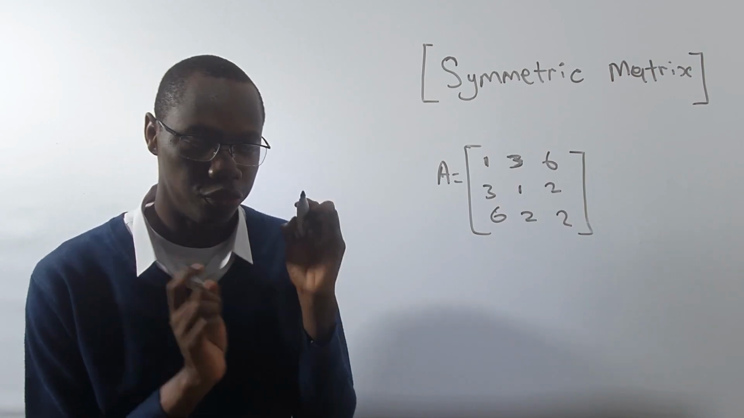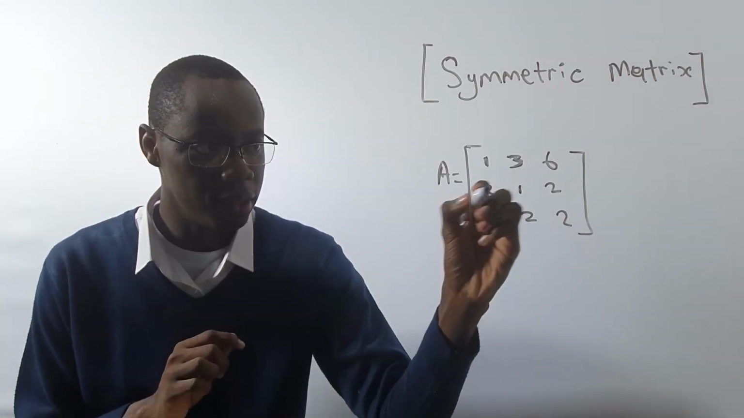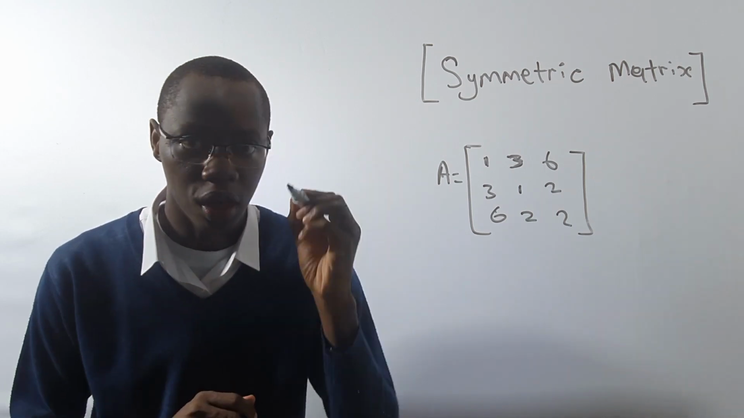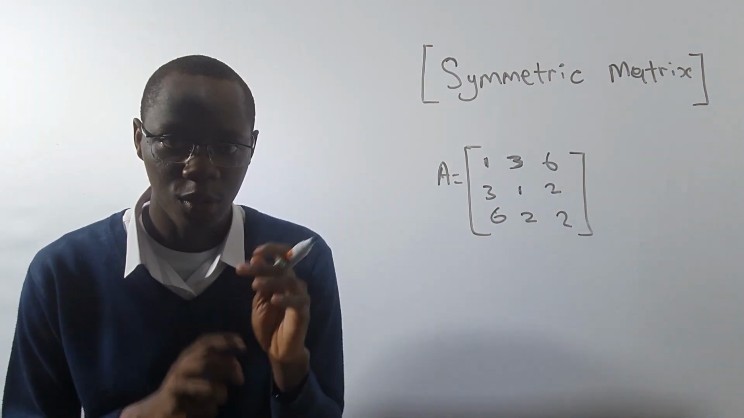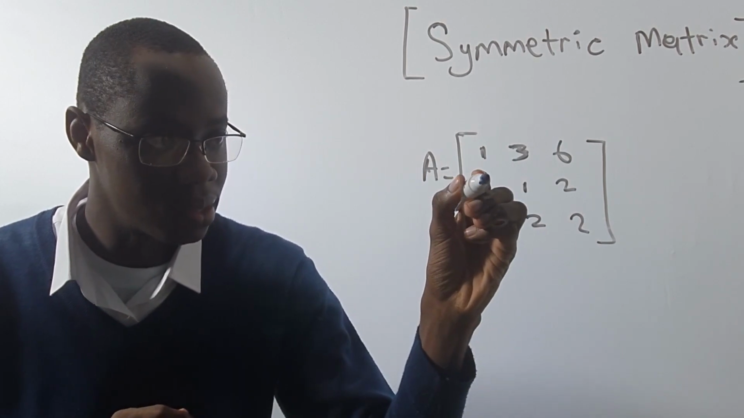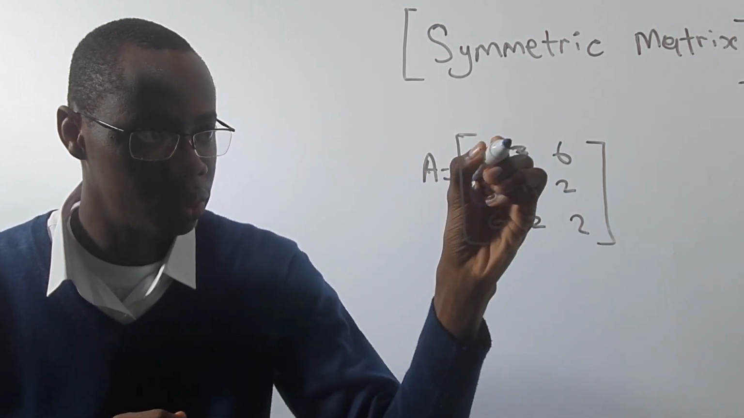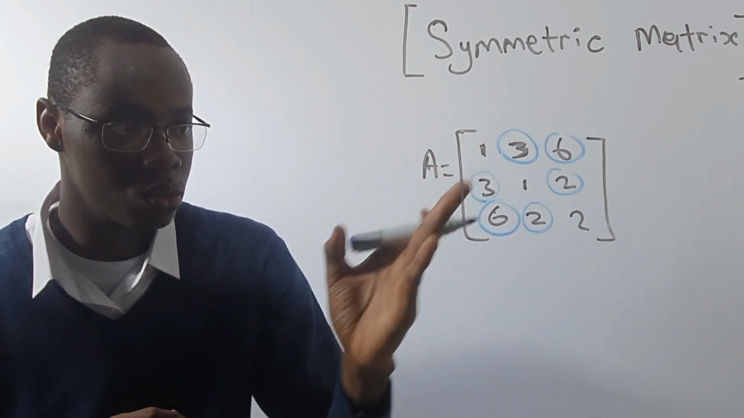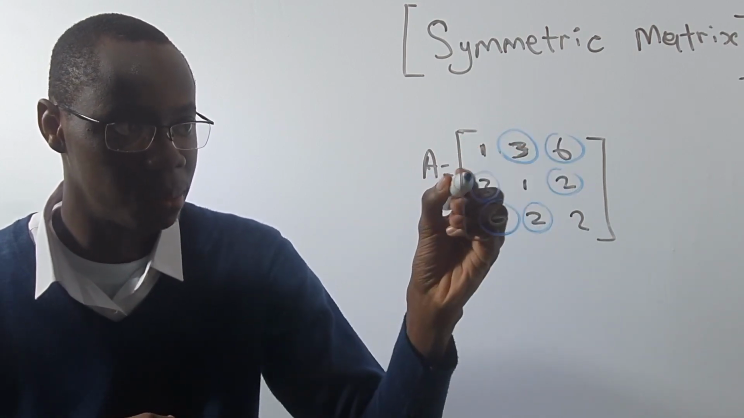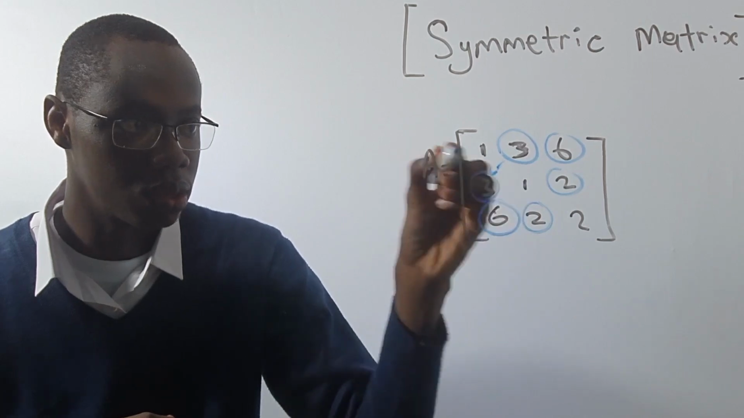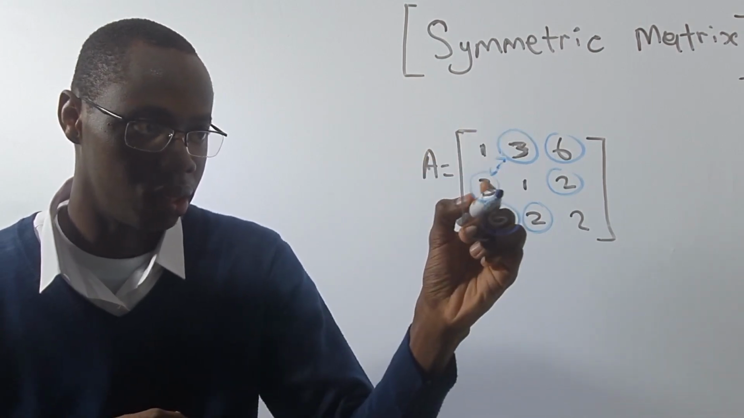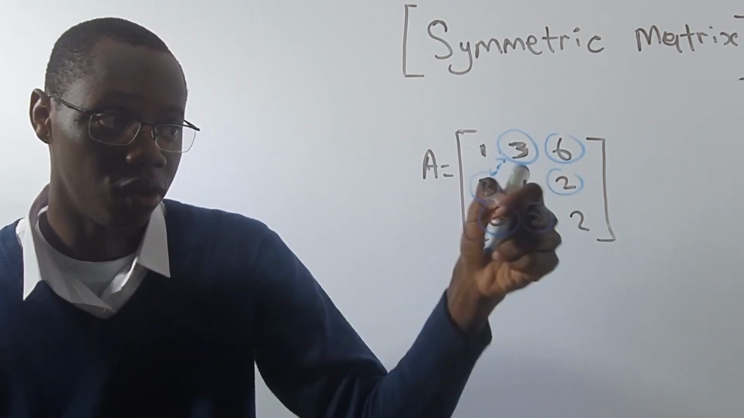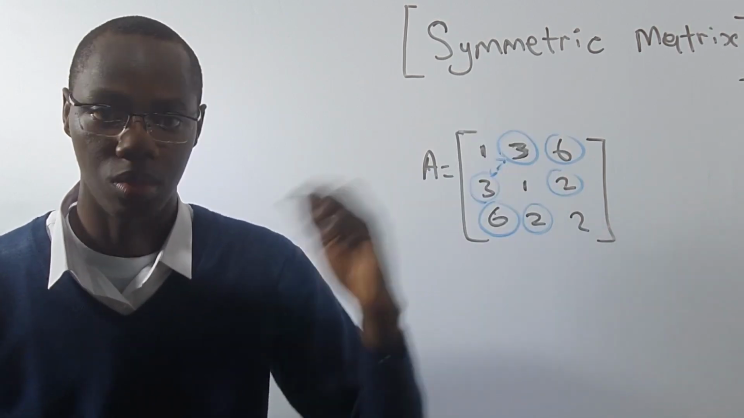In this matrix, you find elements weirdly looking the same in the northwest and the southeast direction. Look carefully. Anytime you find elements like this, see 3, 3, can you see the pattern? You can find elements exactly the same on this diagonal here and here. So they are the same. Whenever I find that kind of pattern, then you're dealing with a symmetric matrix.